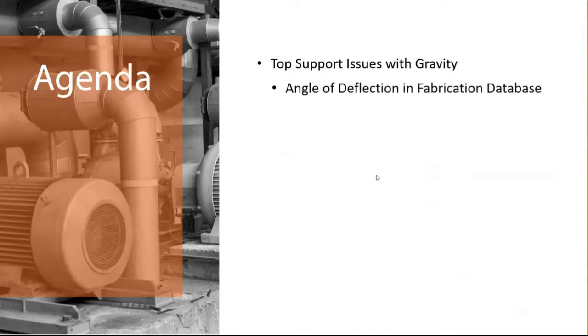The first one is understanding the angle of deflection in the fabrication database. A lot of people don't understand that when you're working with slope pipe in Revit, it's actually a setting in your fabrication database that allows your risers to kick into a 90-degree angle instead of coming off at a sloped angle, since we're running all of our pipe as slope.